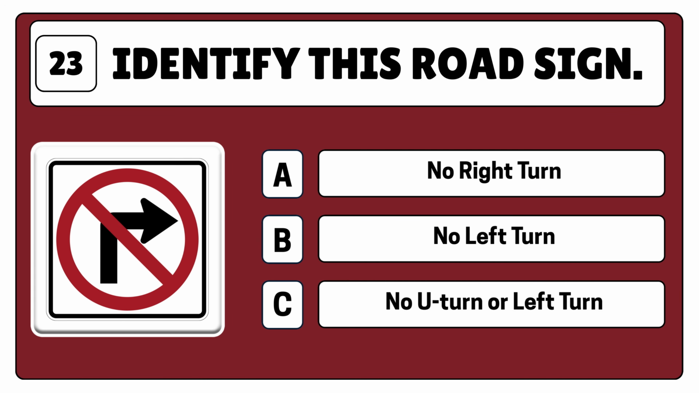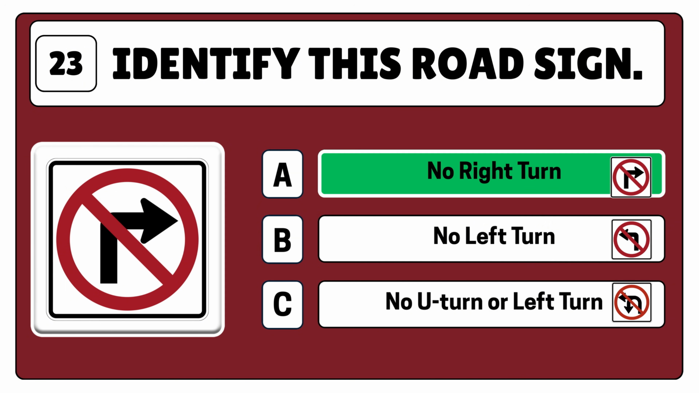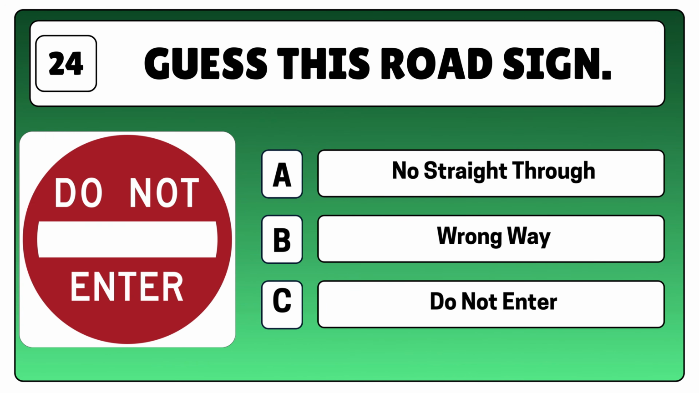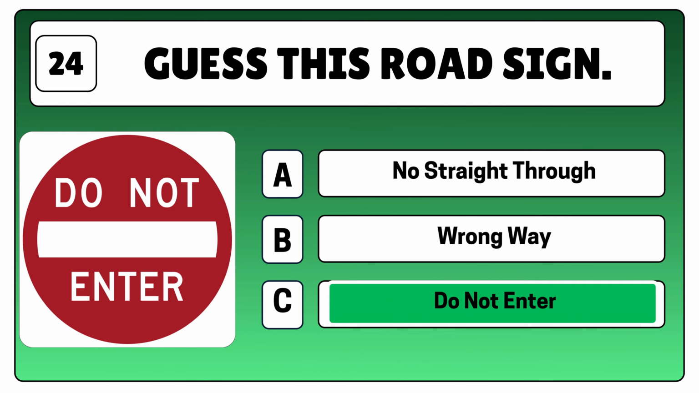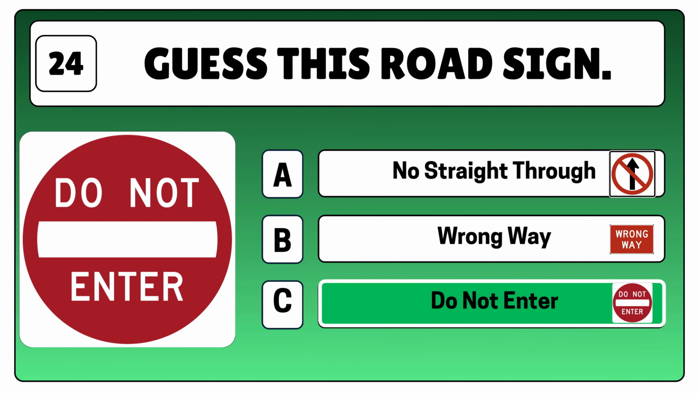Identify this road sign. That's right. That is the no right turn sign. Guess this road sign. Correct. This is the do not enter sign.